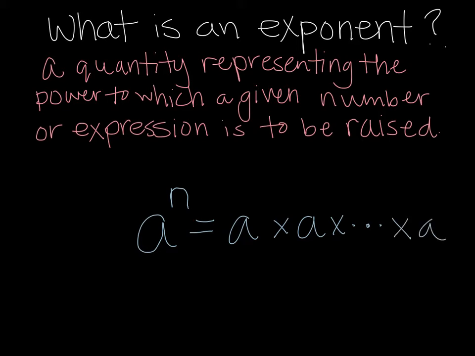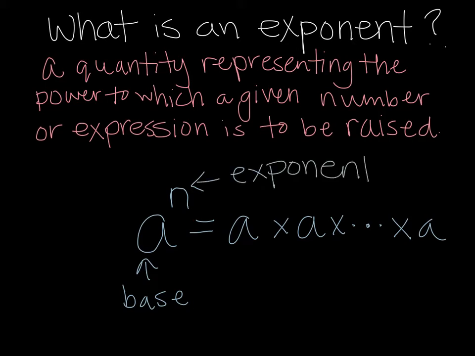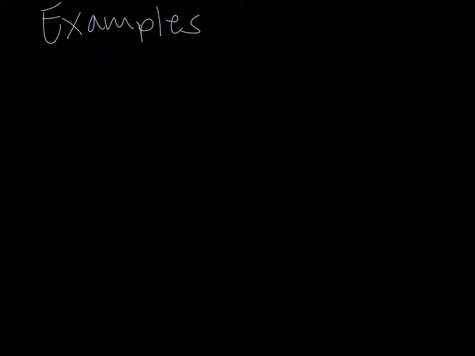Where a is the base and n is the exponent. Let's start with some examples. First, we'll use a base of 3, and our first exponent will be 1, which tells us 3 to the first power equals 3.